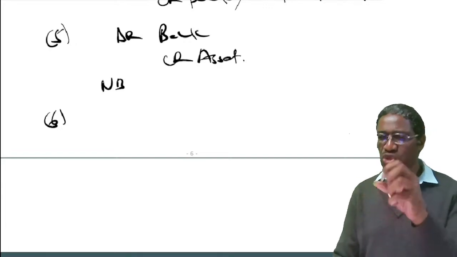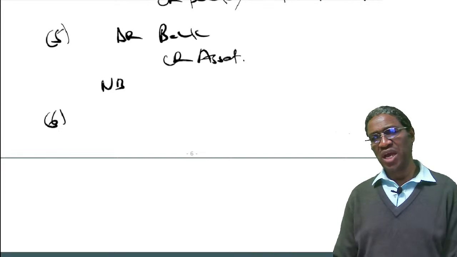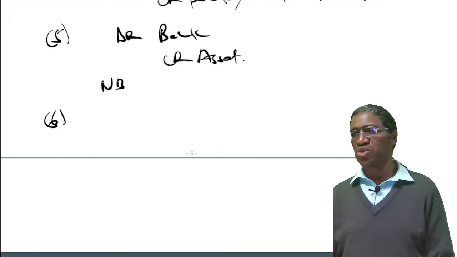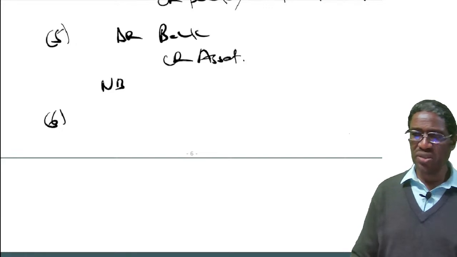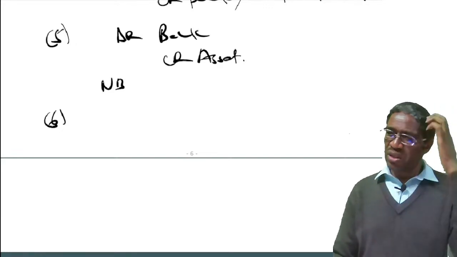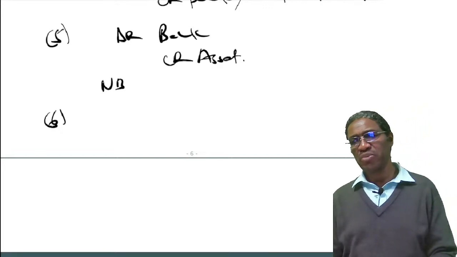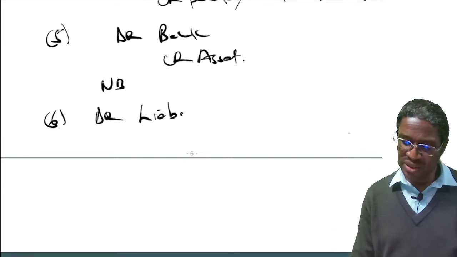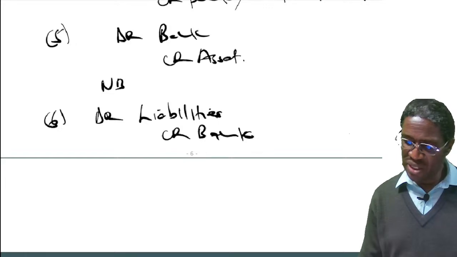Number 6. With liabilities not taken over by the purchasing company but paid by the selling company, debit liabilities, credit bank.